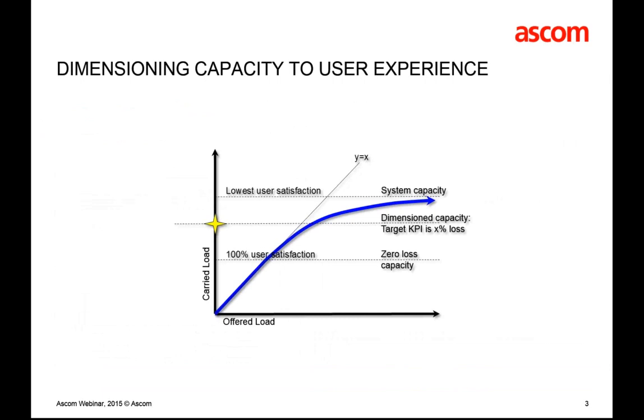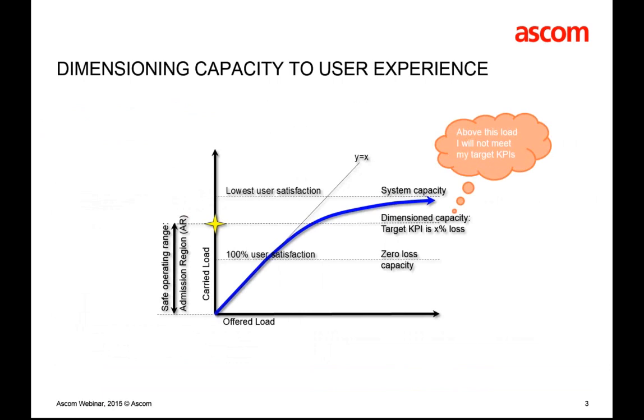So to dimension this communication system, we want to set some target KPIs. In this particular case, we might set a target KPI as we aim to lose no more than 5% of the offered load. In that case, we can dimension to a capacity target, and this yellow star on the y-axis would be that dimensioned capacity target, such that if the measured carried load rises above that yellow star, then I'm not going to be meeting my target KPIs. What I've really got then is some safe operating range, or what I've defined to be an admission region.